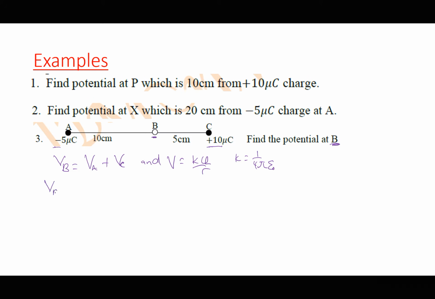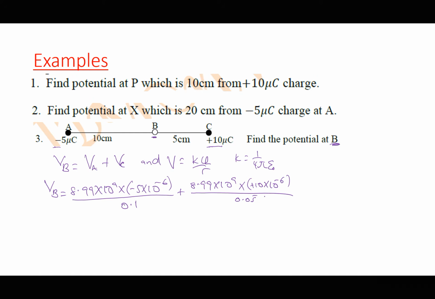So potential at point B is going to be potential due to A, which is going to be K, that is 8.99 times 10 power 9. Then times the charge, which is negative 5 times 10 power negative 6, divided by the distance from B, which is 0.1, plus potential due to C, which is 8.99 times 10 power 9, times the charge, which is positive 10 times 10 power negative 6, divided by 0.05. So this is the total potential.